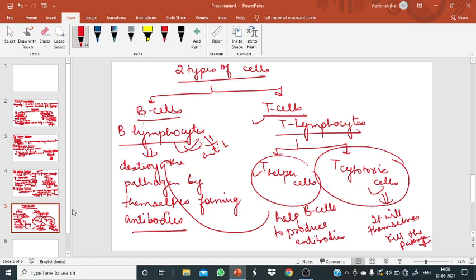So, these are the two different types of immunity that we have discussed in today's class.